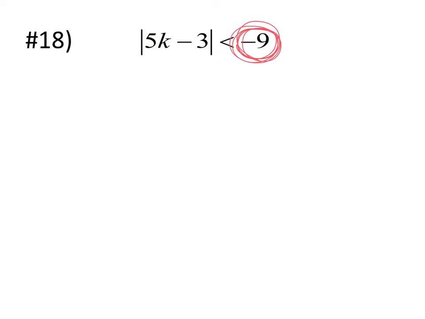What kind of numbers are less than negative numbers? Only negative numbers. Is that possible? Can you have an absolute value less than a negative number? What do absolute values represent? Distance. Can you have a negative distance? You cannot. So it's a big fat no solution, guys.